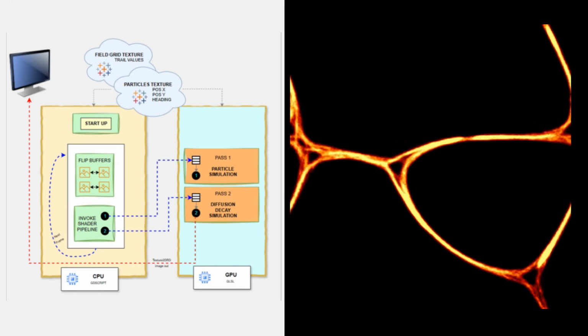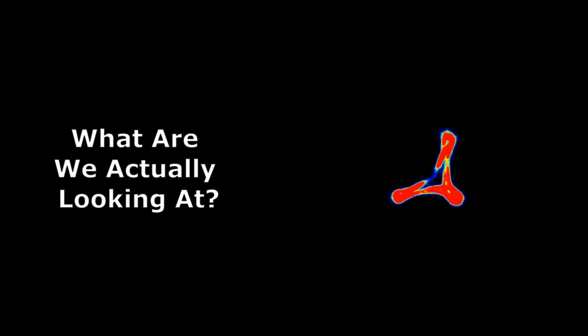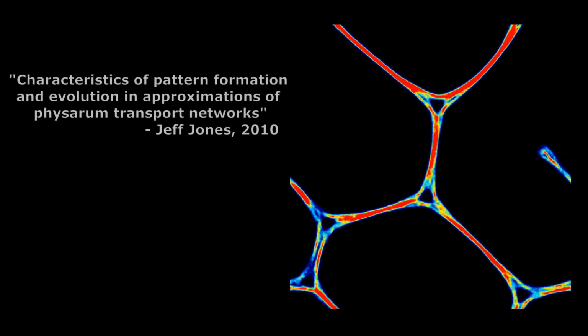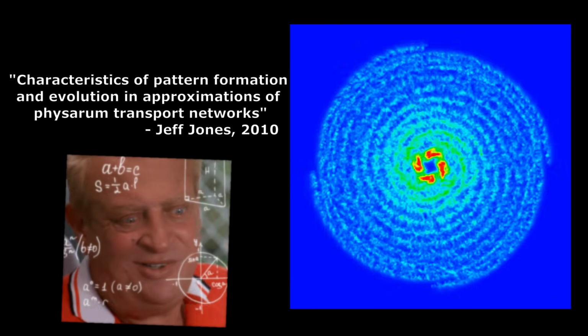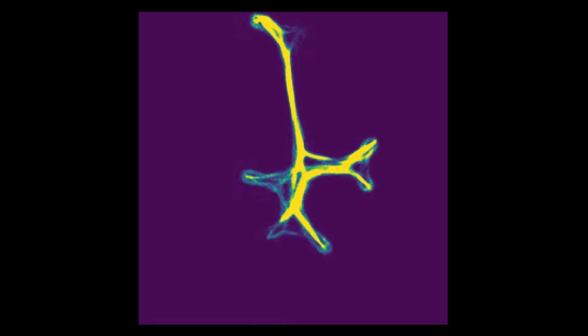We'll take it apart and figure out how it works under the hood. The simulation we're looking at is heavily based on Jeff Jones's 2010 paper, Characteristics of Pattern Formation and Evolution in Approximations of Fusarium Transport Networks. Whew, that's a mouthful. But I've also taken inspiration from others like Jensen and Sebastian Legge. It's a computational model inspired by our observations of slime molds in the real world, not a true biological simulation.